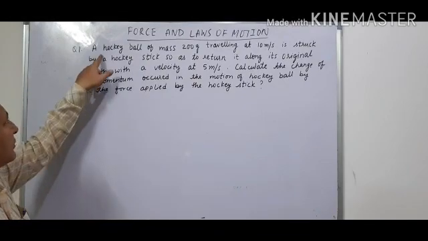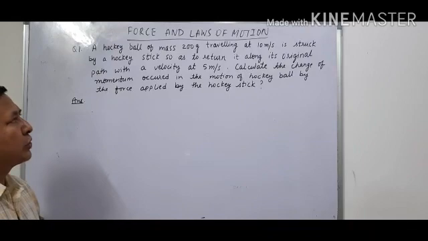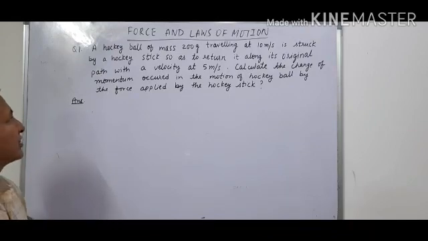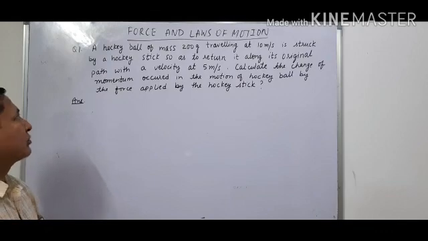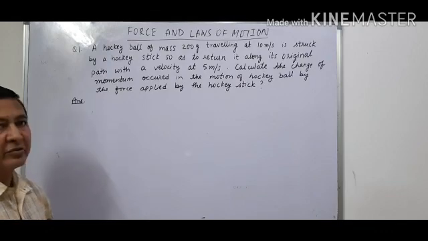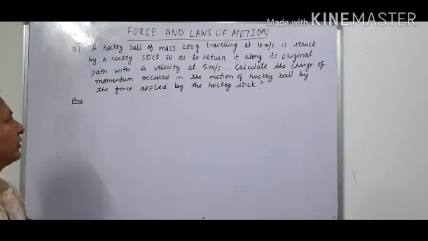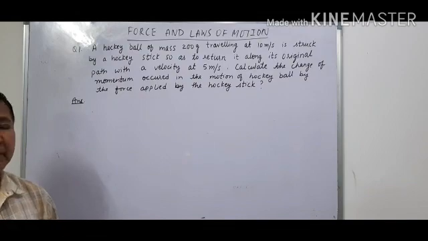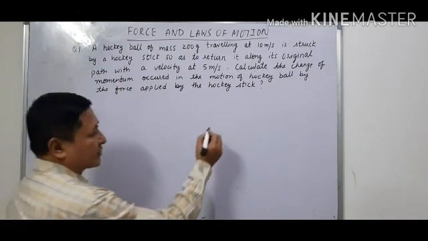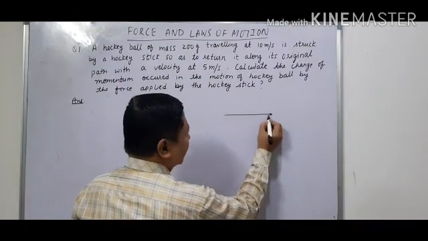Now this is the question. A hockey ball of mass 200 gram traveling at 10 meter per second is struck by a hockey stick so as to return it along its original path with a velocity of 5 meter per second. Calculate the change of momentum occurred in the motion of the hockey ball by the force applied by the hockey stick. Now there is a hockey ball which is moving in this direction.